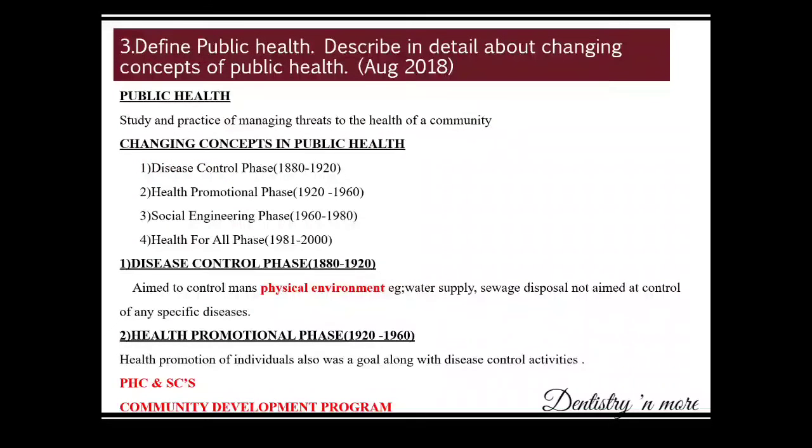Next question is: define public health, and describe in detail the changing concepts of public health. So for public health, you need to give a definition, then the changing concepts of public health. There is another changing concept regarding health, but we are talking about public health. We have four changing concepts. First one is the disease control phase, then the health promotional phase, social engineering, and the health for all phase.